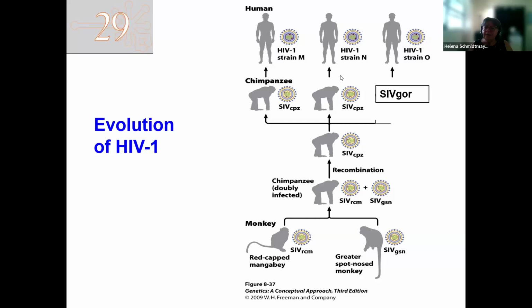transmitted to humans. It didn't happen once. There were many different transmissions. However, the virus did not have a chance. It had to adapt and acquire some mutations to allow it to replicate in humans.